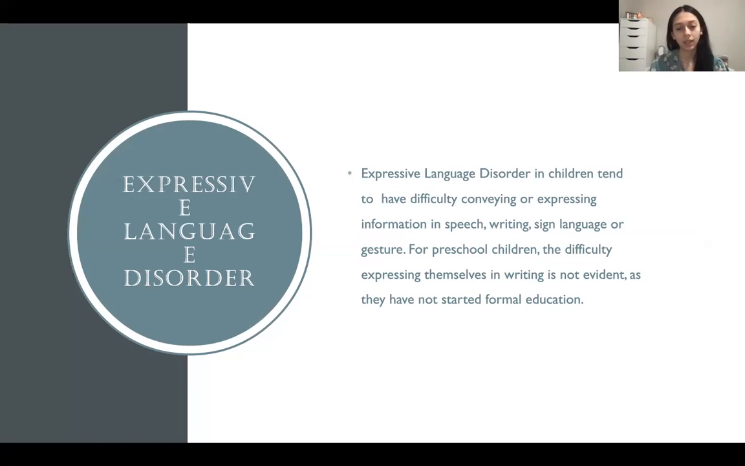So that's basically everything about Tourette syndrome. We are going to continue with expressive language disorder. Children with expressive language disorder tend to have difficulty conveying and expressing information in speech, writing, sign language, or gesture. For preschool children, the difficulty expressing themselves in writing is not evident, as they have not started formal education.